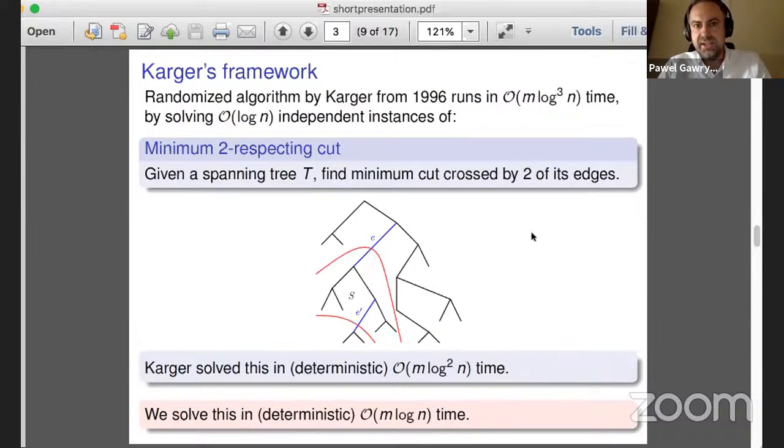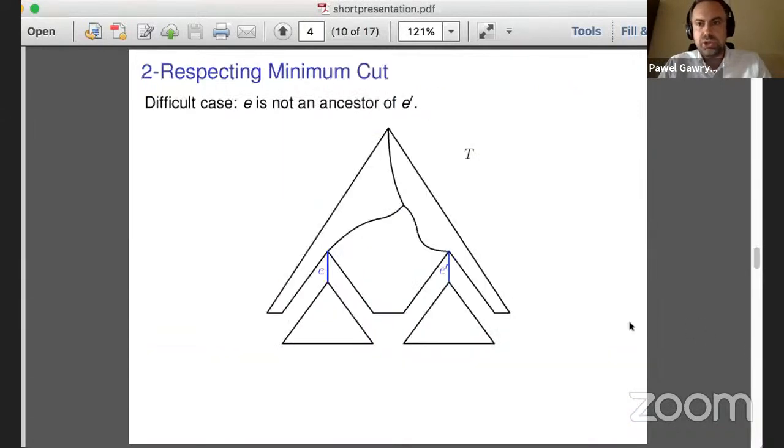There are some technical details. We had to redo this reduction to also work in m log² n time; it was not important for Karger's result. Let me show you briefly how we solve this problem. It turns out that there are 2 cases, and the more difficult case is as in the figure. You have T, you root T at an arbitrary node, and let's assume that e and e prime are independent. You can see in the figure what I mean by independent: e is not an ancestor of e prime.